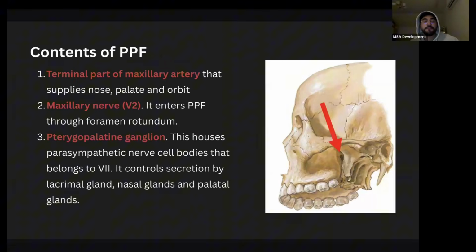What are the contents of this cone-shaped fossa? First of all, we have the terminal parts of the maxillary artery that help in supplying the nose, palate, and orbit. You're going to have the maxillary nerve, which will enter the pterygopalatine fossa through the foramen rotundum, and you're going to have the pterygopalatine ganglion, which basically provides the parasympathetic nerve cell bodies that belong to the facial nerve. And as we've mentioned, it helps with the nasal glands, lacrimal gland, and the palatal glands, which we already discussed, and we're going to brush over as well.